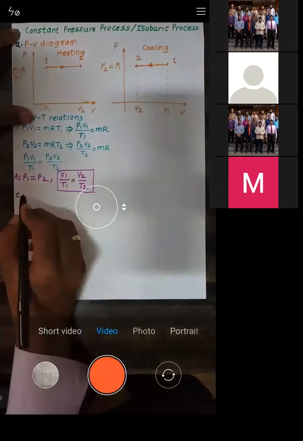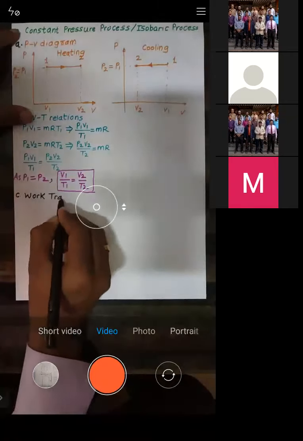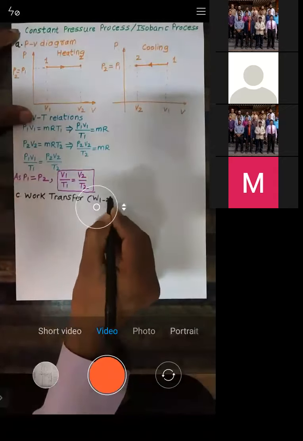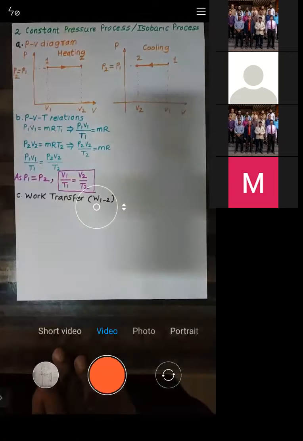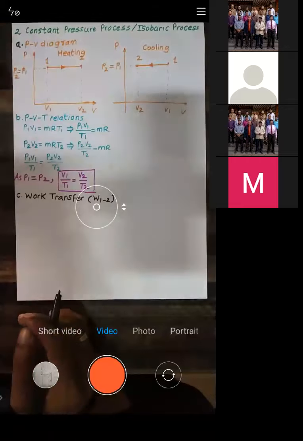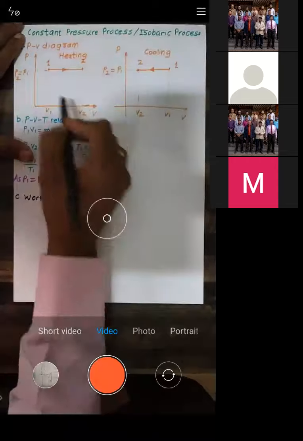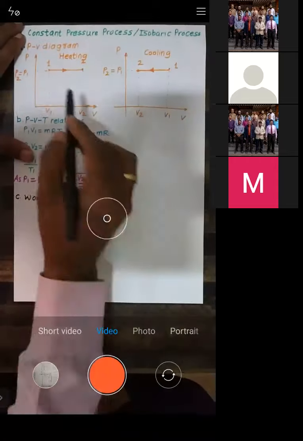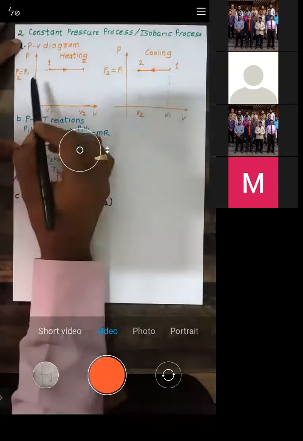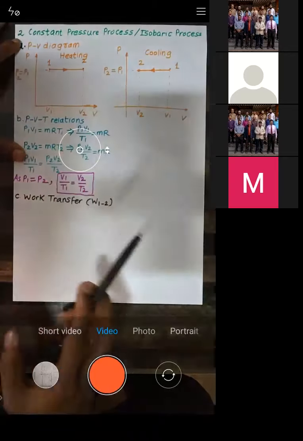Now let's calculate the amount of work transfer. We're interested in calculating the work transfer during 1 to 2. Before writing the formula, as I told you, if you plot any process on a pressure and volume diagram, the area below that process will give you the work done, right?